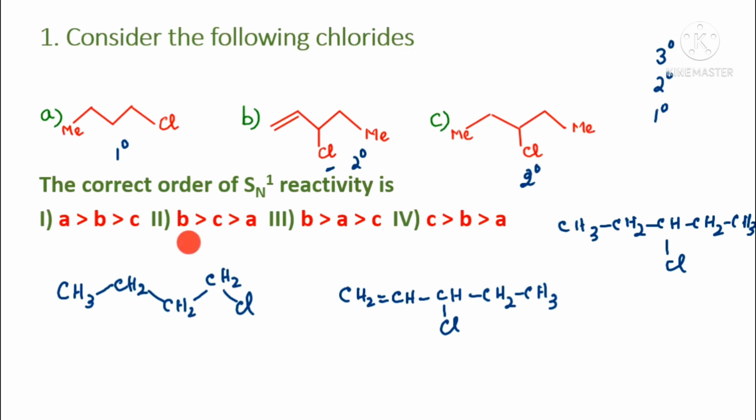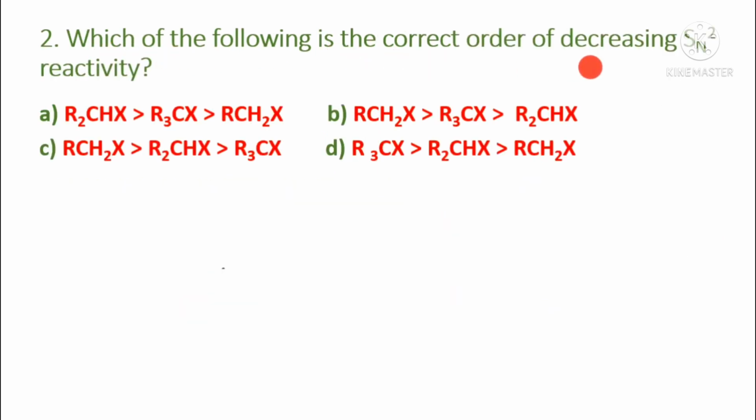So B. Here we have B, and the second one is this secondary carbocation, which will undergo SN1 reaction fast. So C, and then comes A. So this is the option, students. This is the correct answer: B, C, A. Understood?